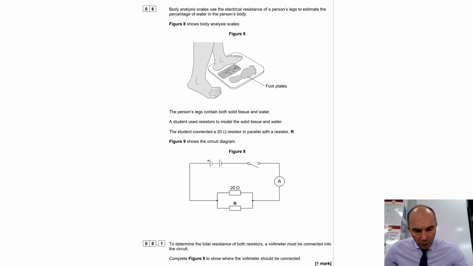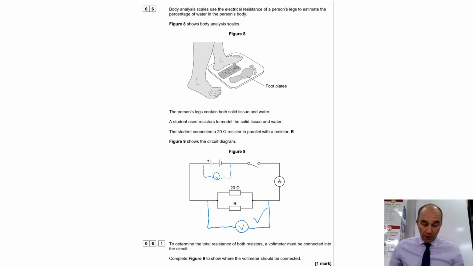Now we need the potential difference across the resistors, so the best place to put your voltmeter would be completely around both resistors. Now the other place which the mark scheme allows would be to connect the voltmeter across your power pack, because that will still give you the same reading in this particular case. I would say this is your best answer, but you'd also get marks for the other answer as well.